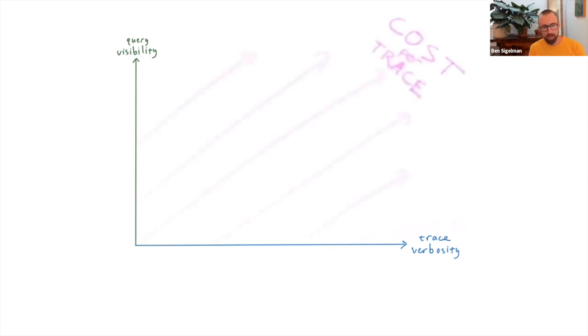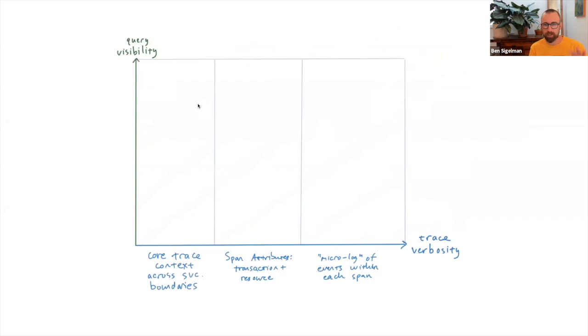So as you get more verbose, or as you want the queries to be more visible for longer, the cost per trace goes up. So you can go along either axis and you end up with something more expensive. If I were to break down trace verbosity, the simplest and most basic thing you can do is just propagate the path that the trace takes. Even without any timing information or any of the tags or attributes, that path itself ends up being extremely valuable, which I'll talk about in a minute.